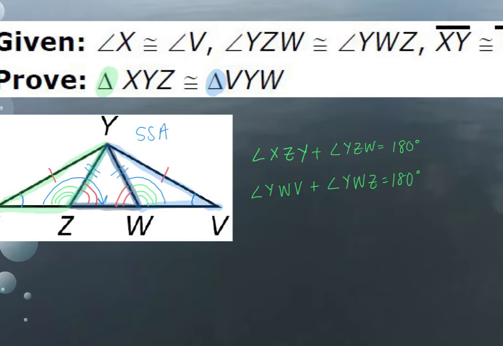Can you repeat what you asked, please? Do we know anything about this angle and this angle? YZW and YWZ? They're congruent, right? Because it tells us that in the beginning. Okay? So if they're congruent, we can just substitute one for the other. So let's take YWZ and let's substitute YZW.